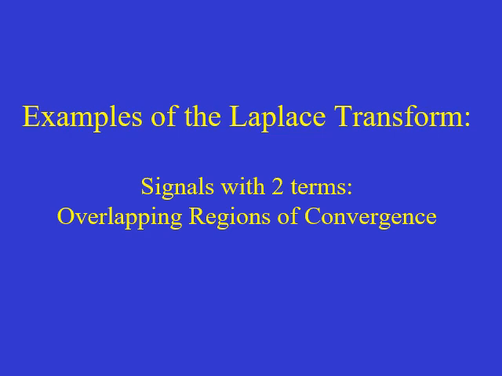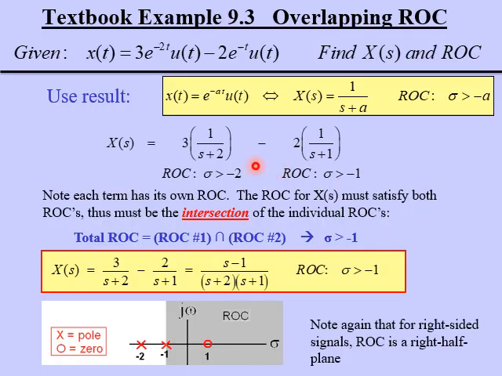In this video, we'll look at examples of the Laplace transform. In particular, we're going to be looking at signals that have two terms, and as such, they will have overlapping regions of convergence. So this is actually an example from the textbook, example 9.3.